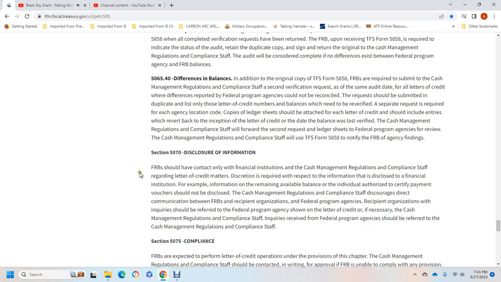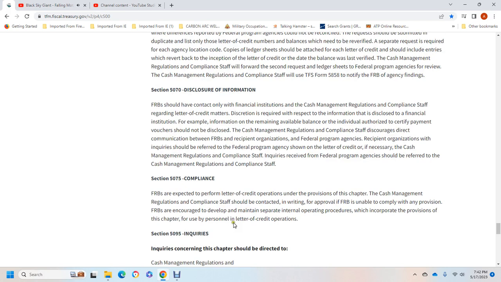5070 Disclosure of information. The Federal Reserve Bank should contact only the financial institution's cash management regulation compliance staff regarding letter of credit matters. Discretion is required with respect to the information disclosed. For example, information regarding the available balance or the individual authorized to certify payment of the voucher should not be disclosed to the Cash Management Regulation Compliance staff. Direct communication between the Federal Reserve Bank and the recipient organization is discouraged. A recipient organization with an inquiry should be required to have the Federal Program Agency show them the letter of credit necessary for the Cash Management Regulation Compliance. Inquiries from the Federal Program Agency shall be referred to the Cash Management Regulation Compliance.